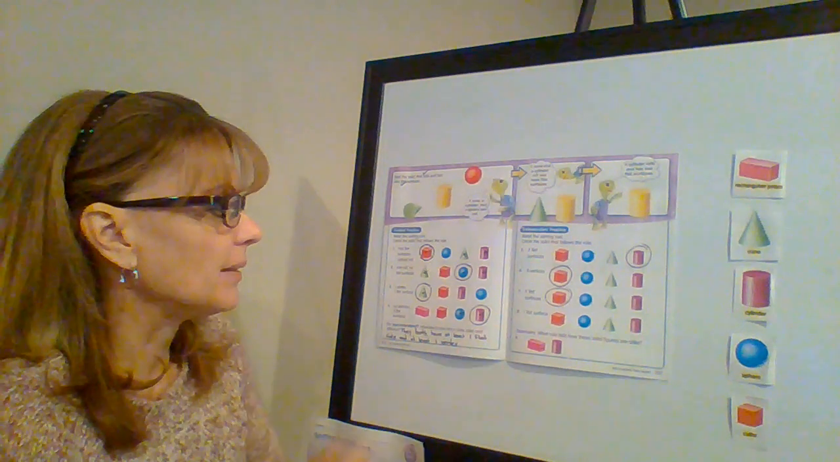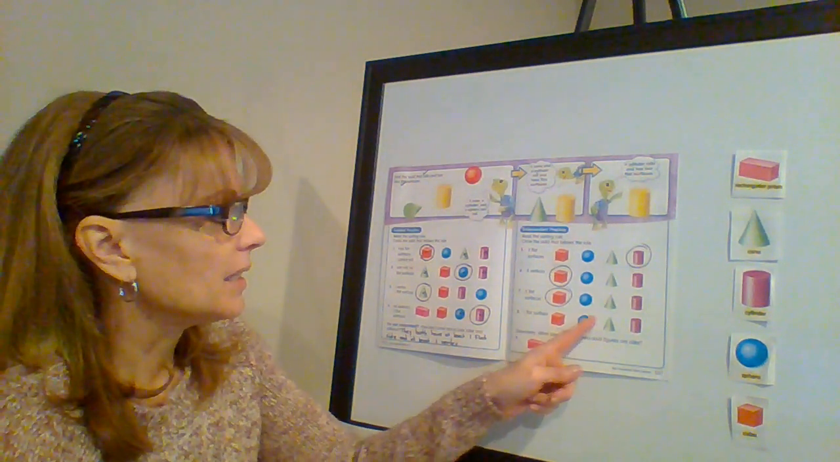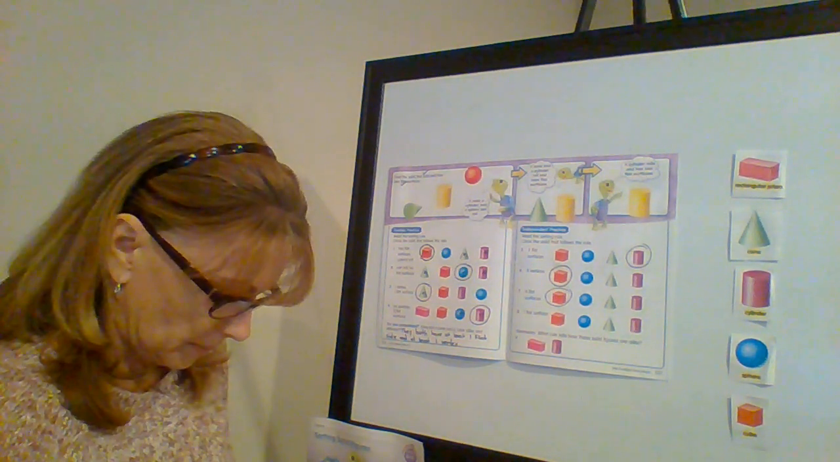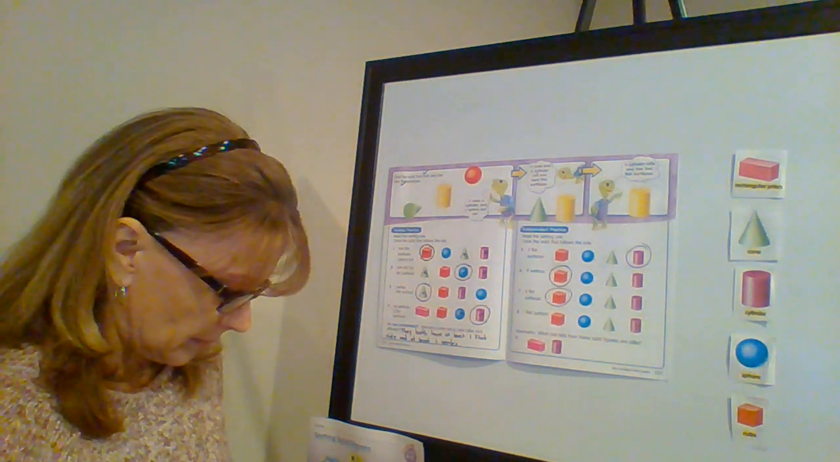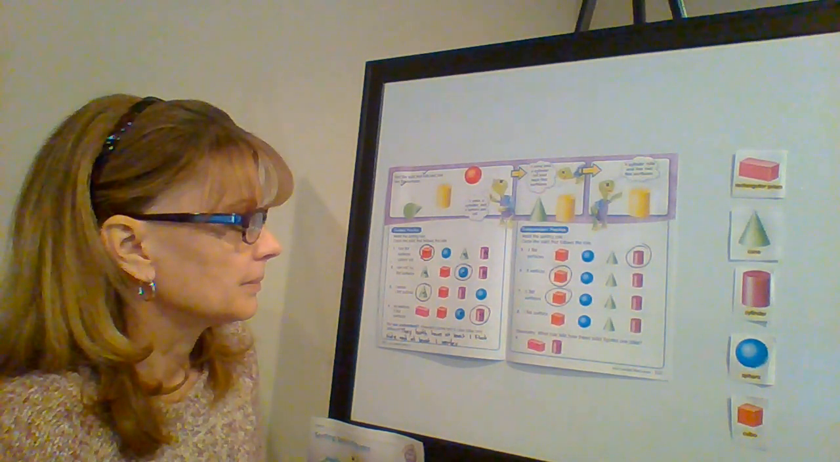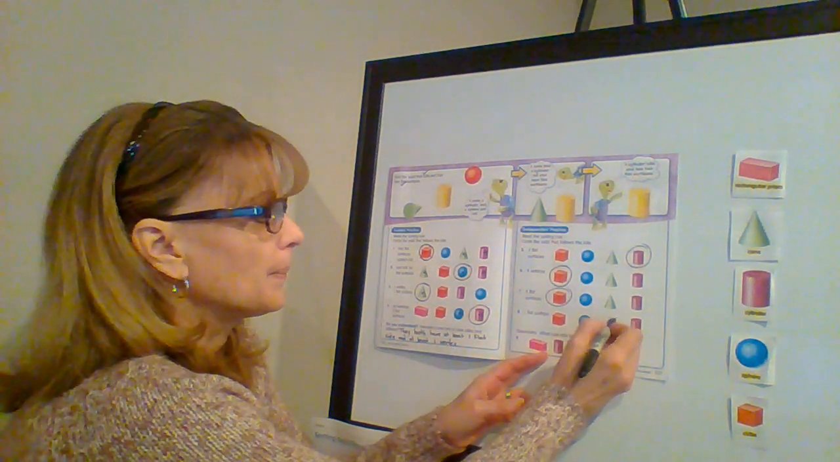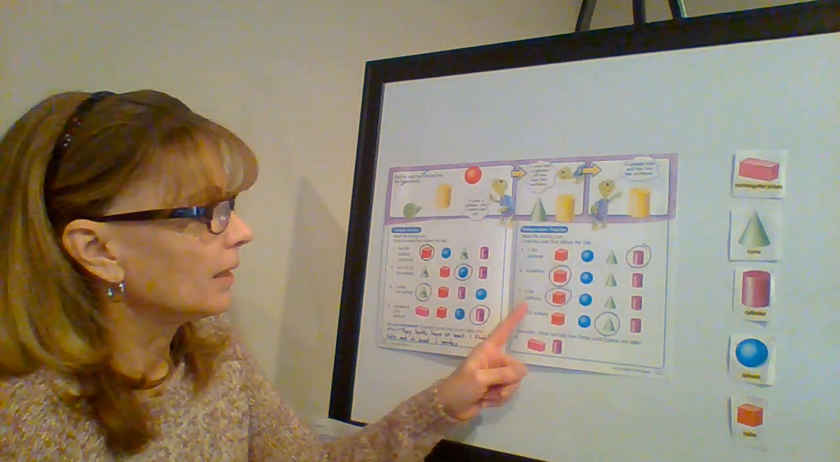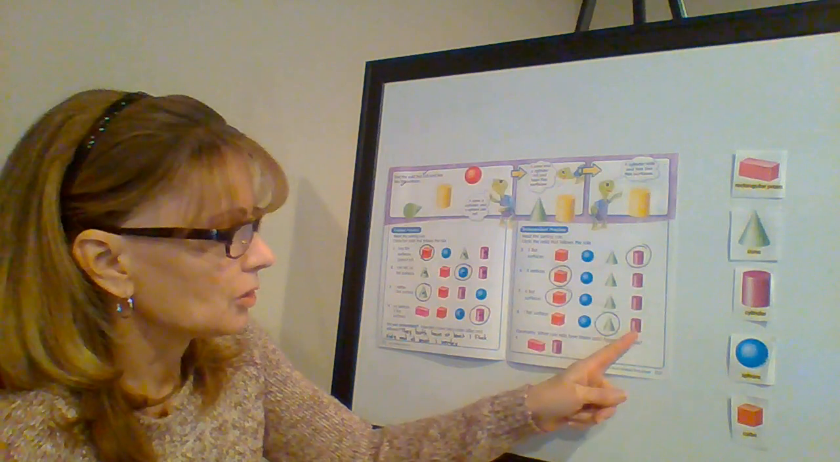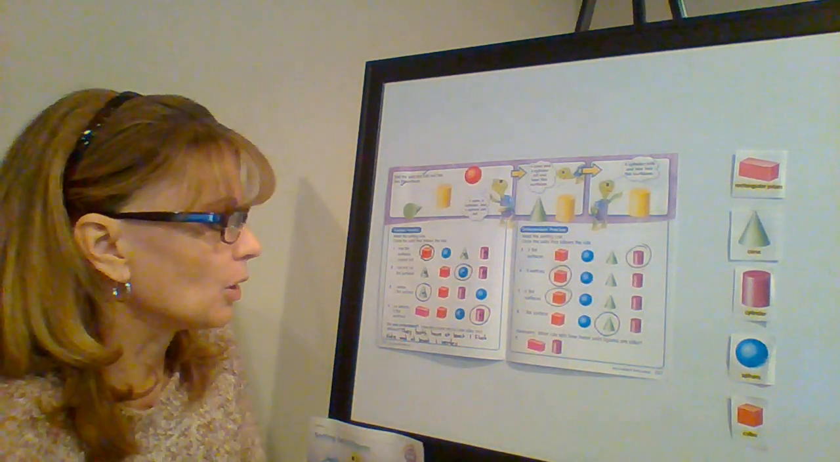How about number 8? Which one of these has 1 flat surface? Go ahead and circle it. Well, this one has 6 flat surfaces, 0 flat surfaces, 2 flat surfaces. It's got to be the cone.